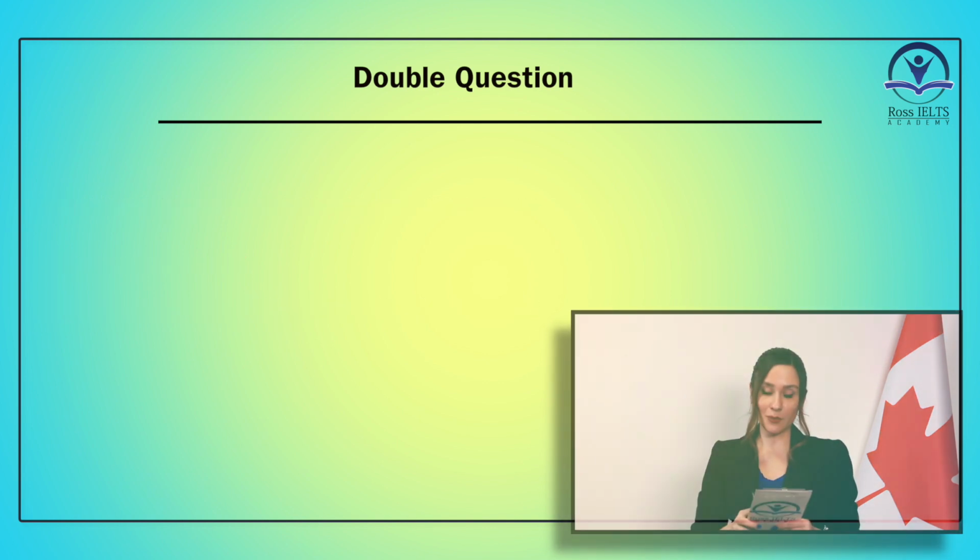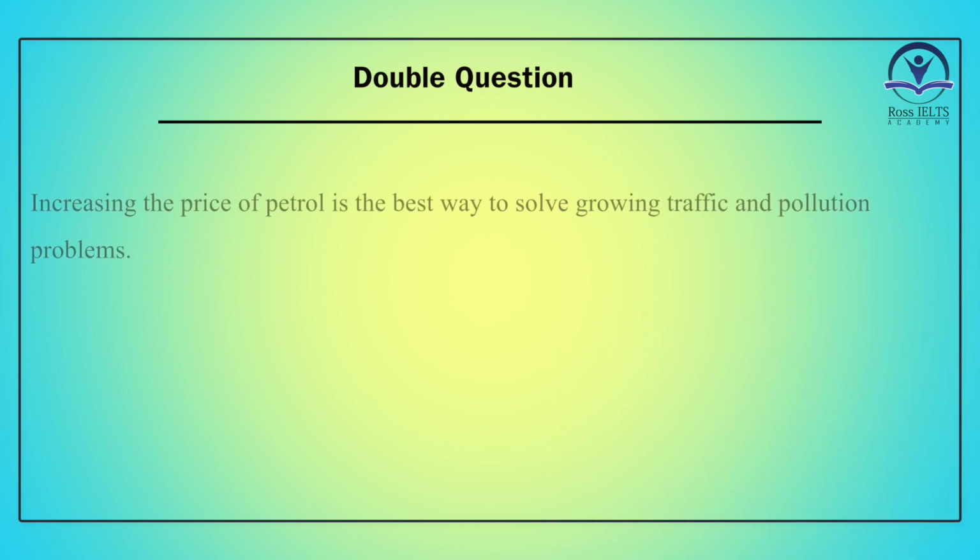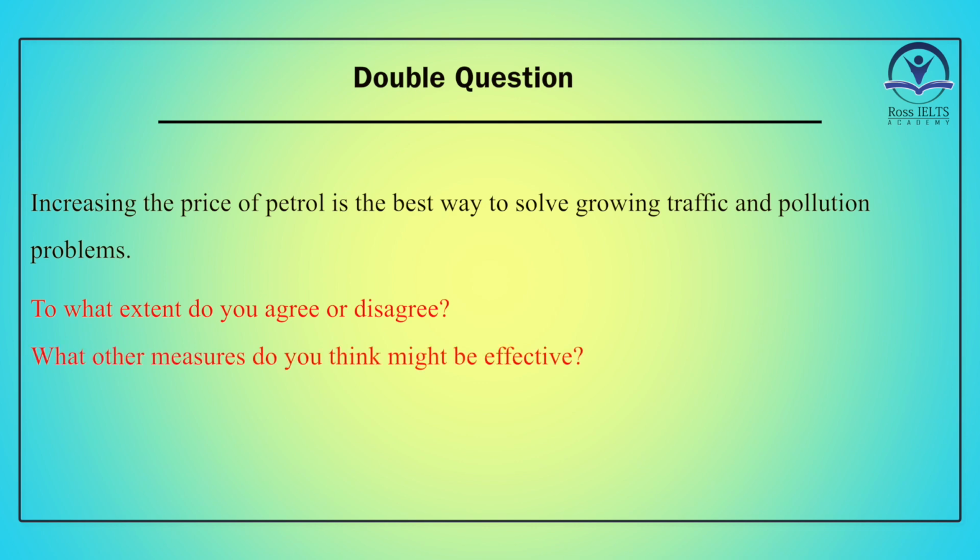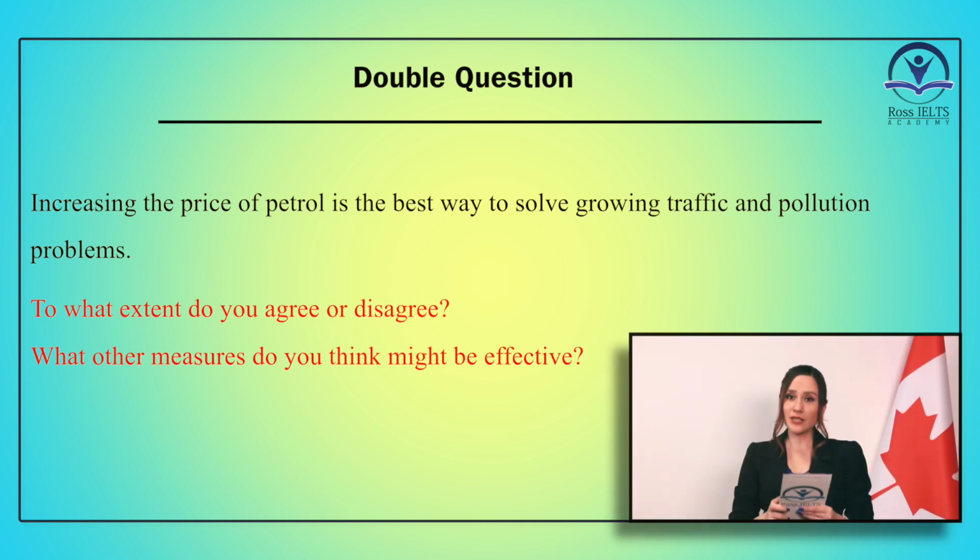Here we have another example. Increasing the price of petrol is the best way to solve growing traffic and pollution problems. To what extent do you agree or disagree? What other measures do you think might be effective? As you can see here again, we have a topic statement and then two questions related to that. But as you see, the questions are not related to each other and they are totally separated.